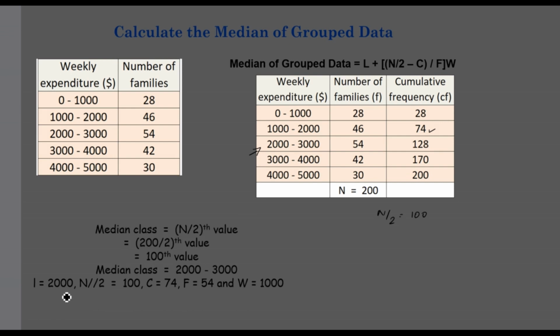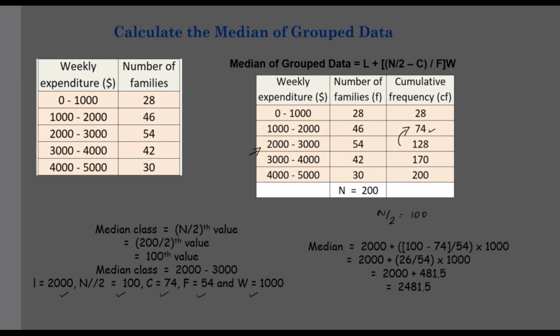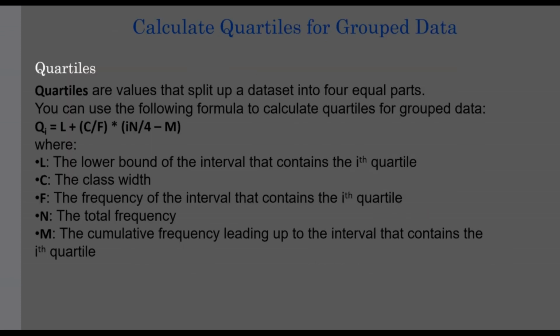So our values are like this: L is 2000, n by 2 is 100, C equal to 74, F equal to 54, and W equal to 1000. C is the cumulative frequency that is ahead of our median class, so C equal to 74. When we apply the values, 2000 plus 100 minus 74 divided by 54, where F is the frequency of the median class, that is 54, into 1000. So the value here is 2000 plus 481.5, that is 2481.5.